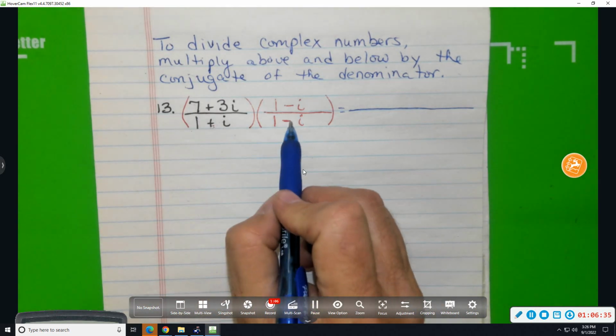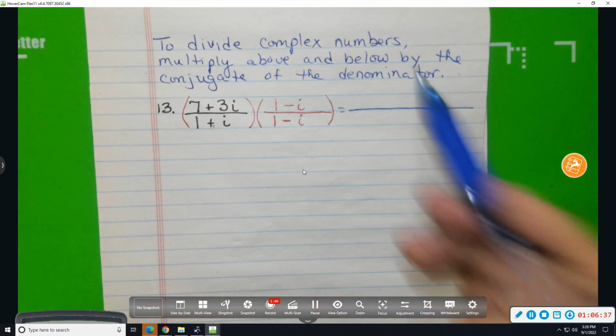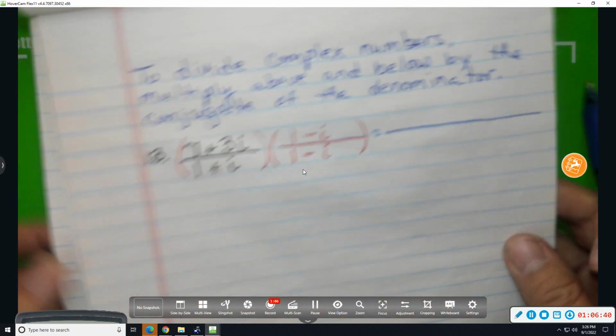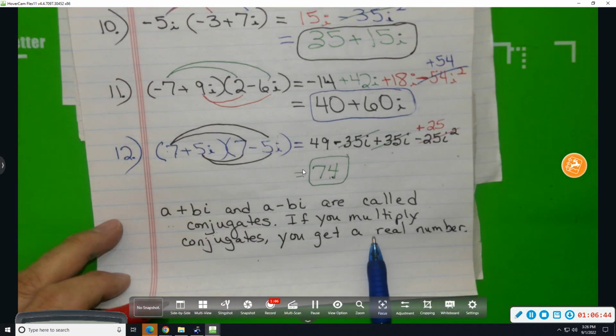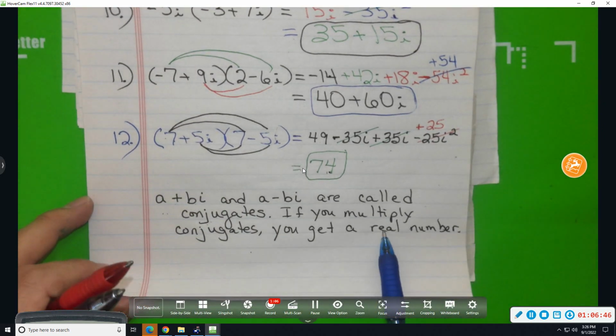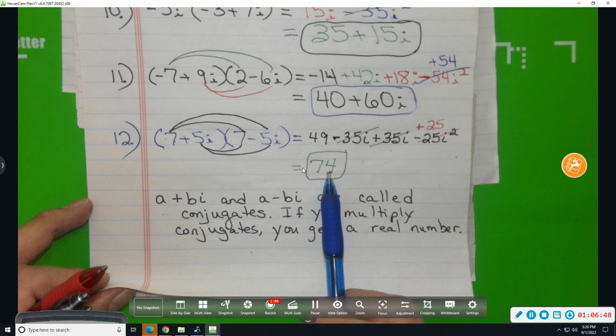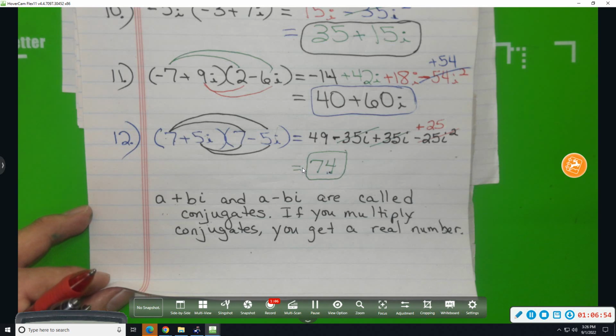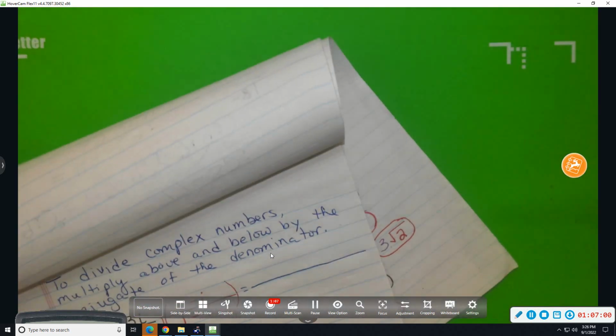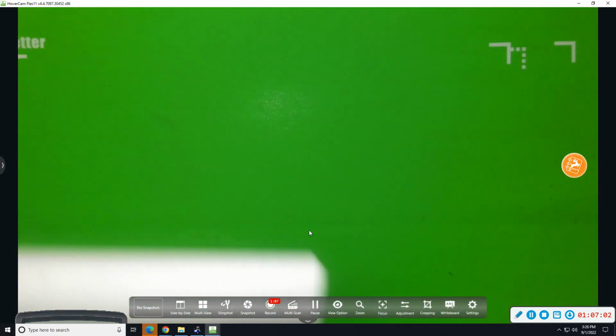Why are we multiplying by the conjugate of the denominator, you might wonder? Well, remember what we said. If you multiply two conjugates, do you get an i? No, you get a real number. So when you're dividing complex numbers, your answer should not have an i in the bottom of the fraction. That statement I just made was really poorly worded, wasn't it?